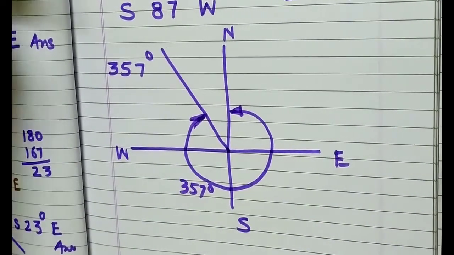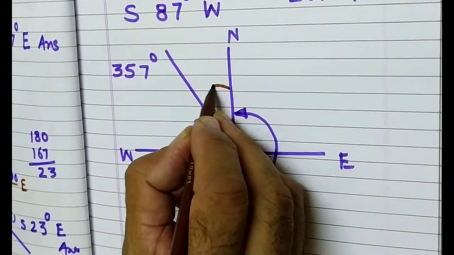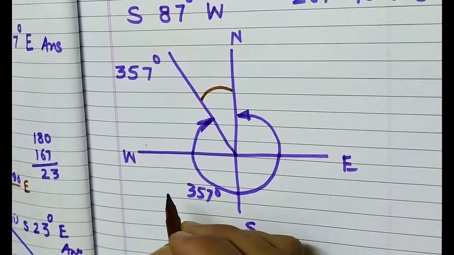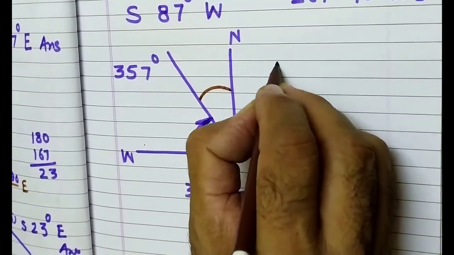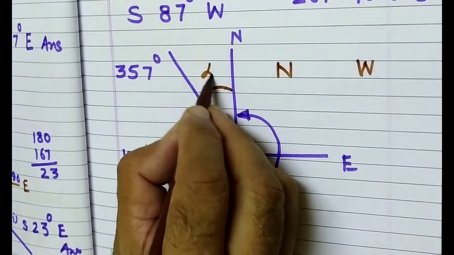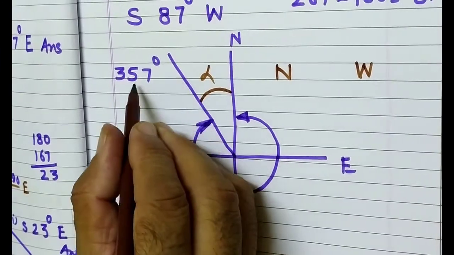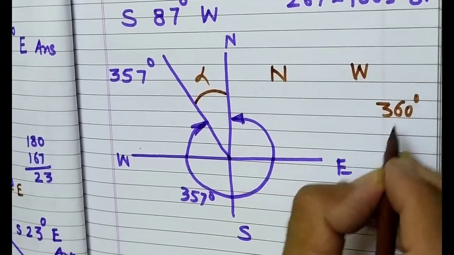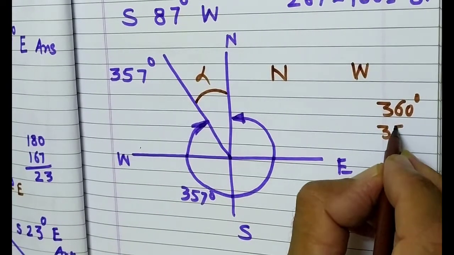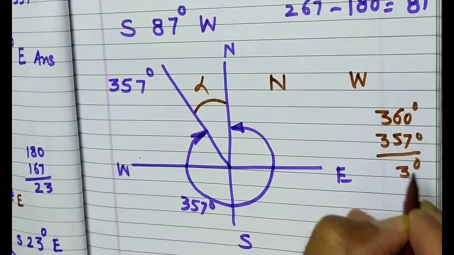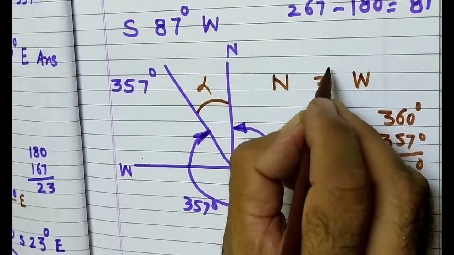So very close to this is north. This is the value of alpha. This we want to calculate. So this quadrant is known as northwest. So you can write down simply north, this is west. What is the value of this alpha? This you can count 360 degree minus 357 degree. Total angle is 360 degree. Deduct 357 degree. This comes to be 3 degree. So this answer will be north 3 degree west.